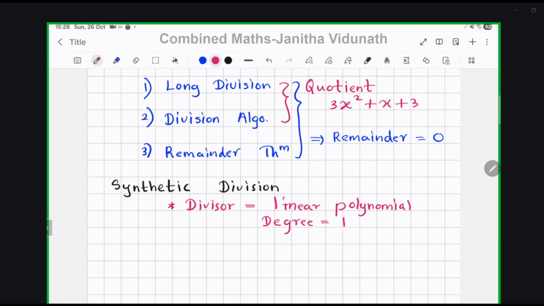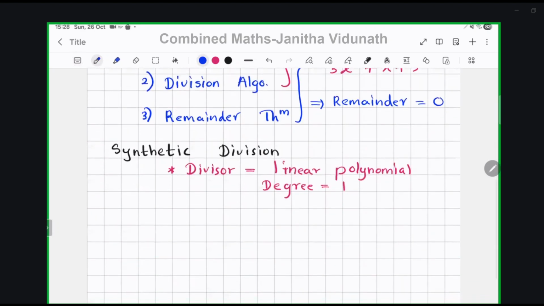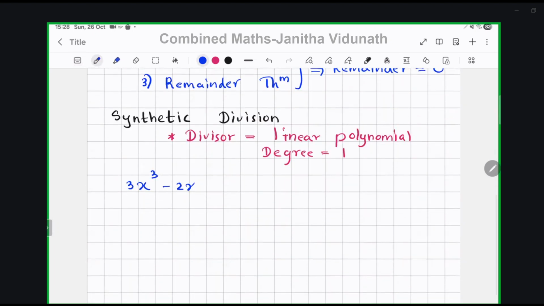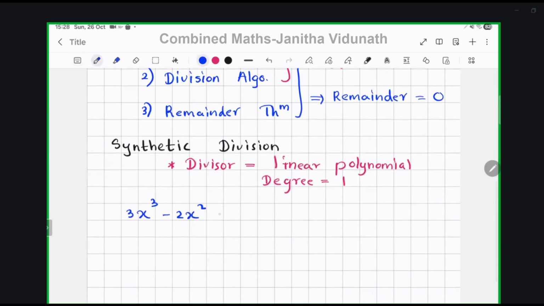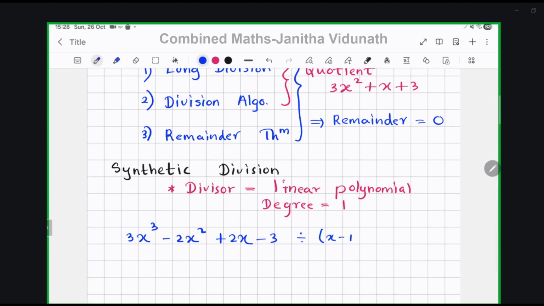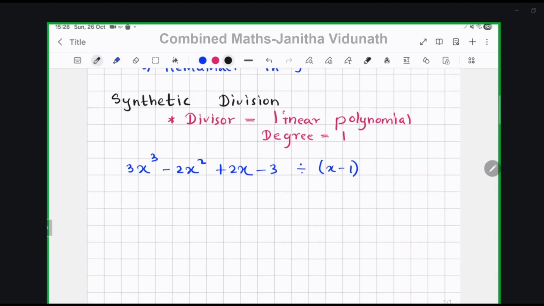Okay, now I will teach you the method from our question. Here, our question was 3x cube minus 2x square plus 2x minus 3, need to divide by x minus 1. Okay, first we need to identify all the coefficients of our given dividend. That means the coefficients are 3, minus 2, plus 2 and minus 3.